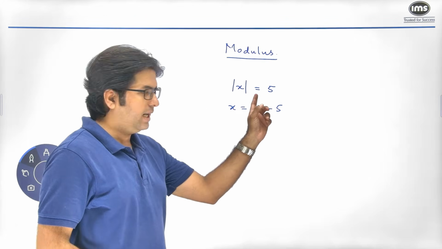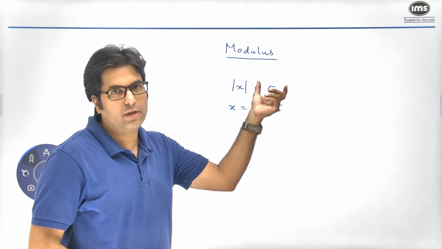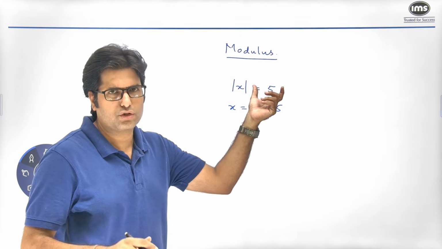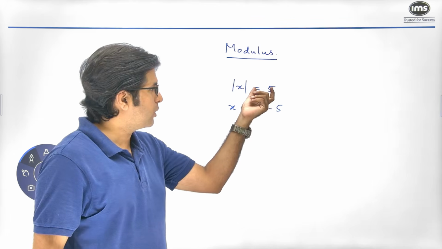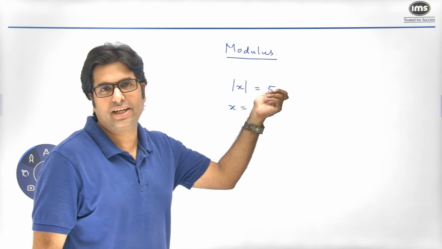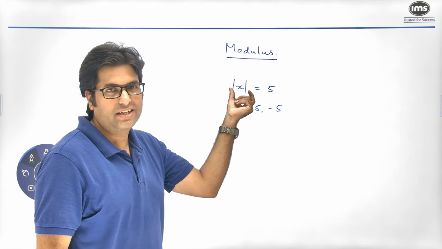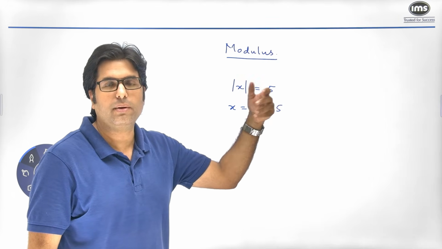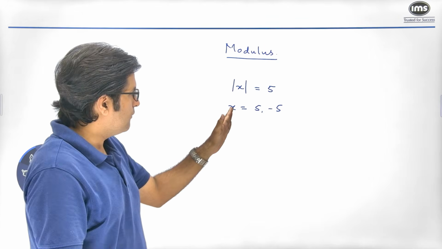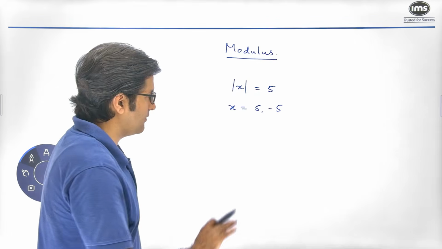So one, understand that if modulus of x is given to be equal to some positive number, it has to be a non-negative number only. Modulus of x can never be given as negative. So the output for LHS has to be positive. It is given to be a positive number or a 0. So 5 and minus 5, 2 possible solutions are available.